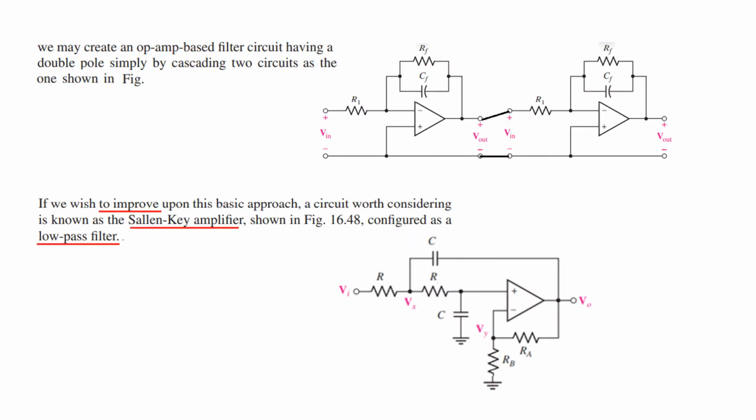Now we may create an operational amplifier based circuit having a double pole simply by cascading two circuits. These are the two low pass active filters. So if we cascade and change the parameters, we can achieve a double pole filter or a better attenuation. But a better option is given by Sallen-Key. If we wish to improve the basic approach, then we'll use this Sallen-Key amplifier filter. So this is the Sallen-Key filter, so we'll work with that, and this is a low pass filter.